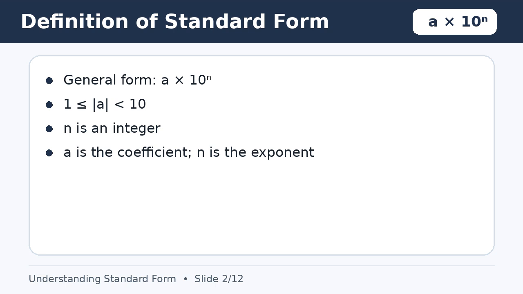For example, 3.5 times 10 to the power 4 is written in standard form because the coefficient 3.5 lies between 1 and 10. However, 35 times 10 to the power 3 is not written in standard form because the coefficient 35 is greater than 10.